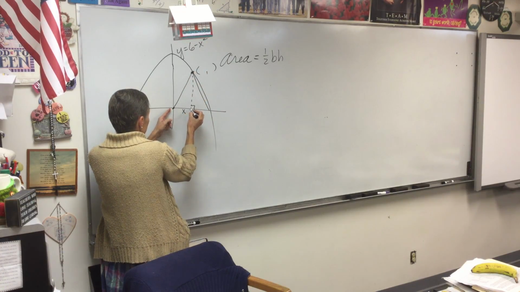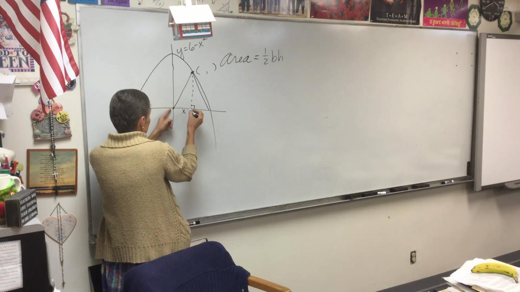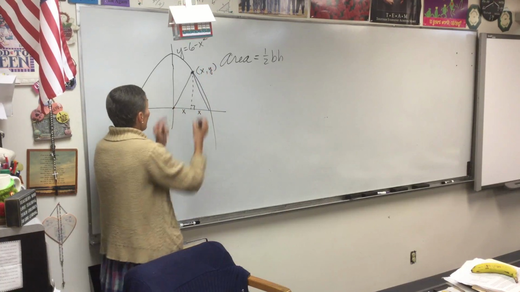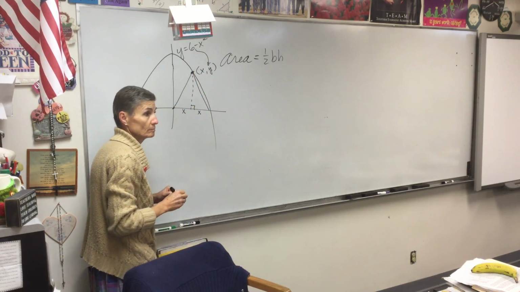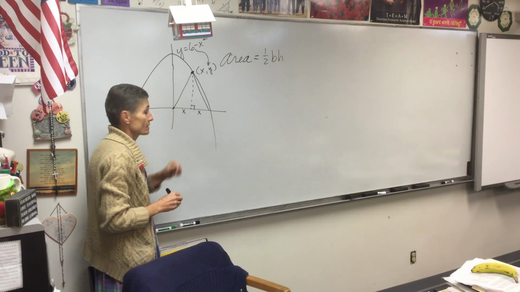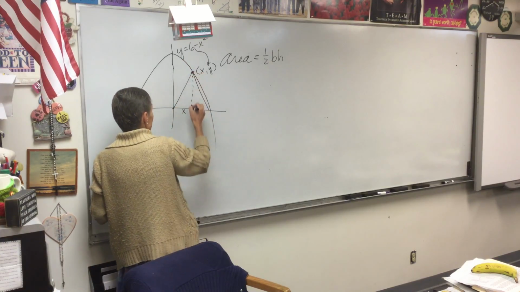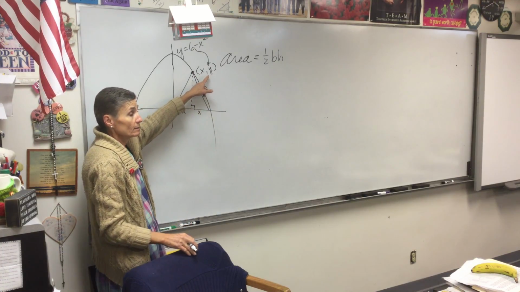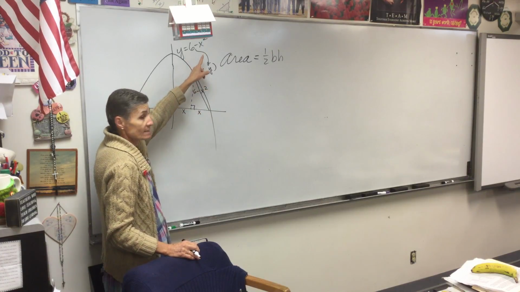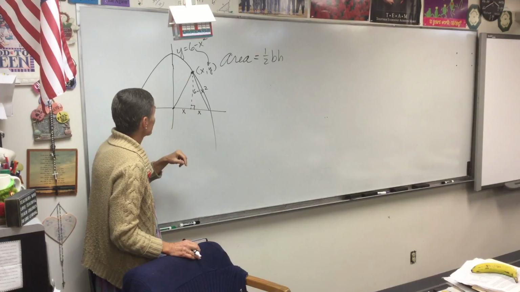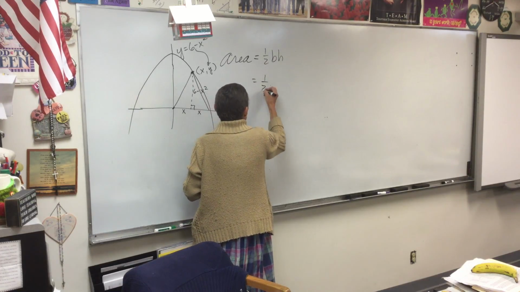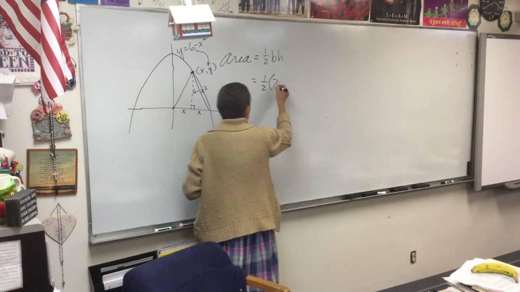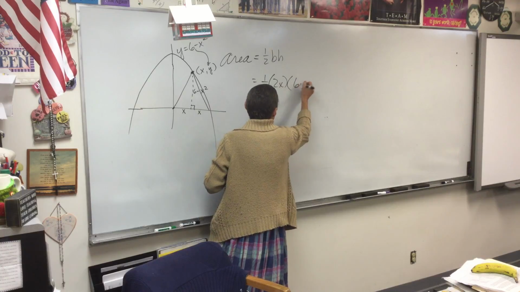I'm going over x and up y. But what do I know about y? What does y equal? 6 minus x squared. So the height of the triangle is really 6 minus x squared. The height is y, but y is 6 minus x squared, according to the problem. So the area of my triangle is 1/2 the base. Now be careful, what's the base? 2x. And then the height is 6 minus x squared.